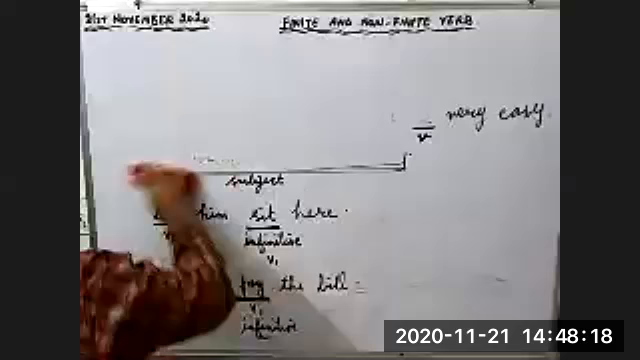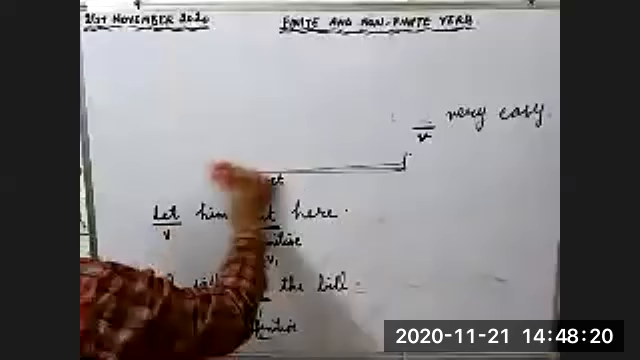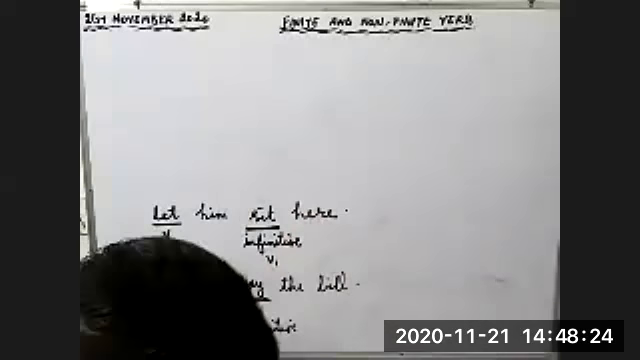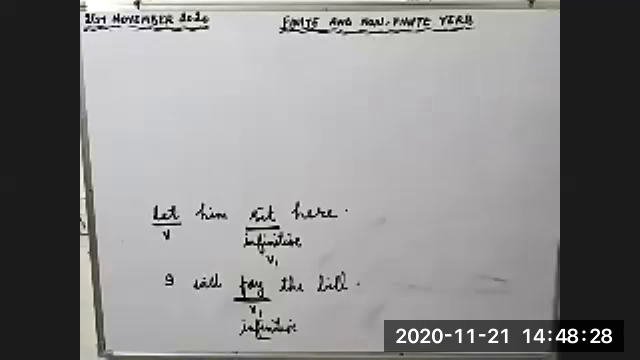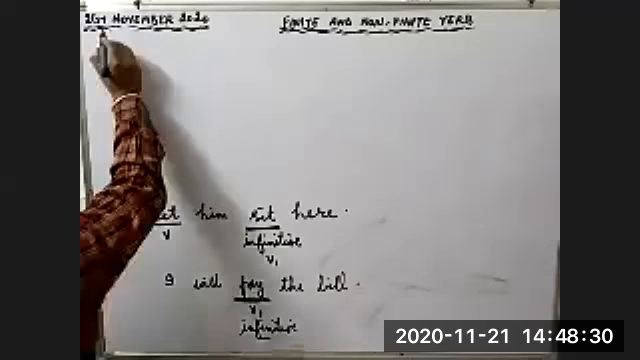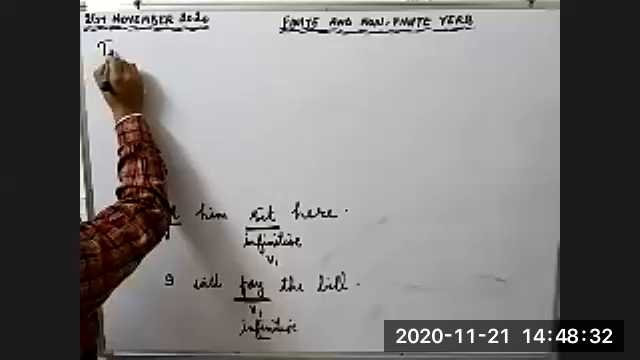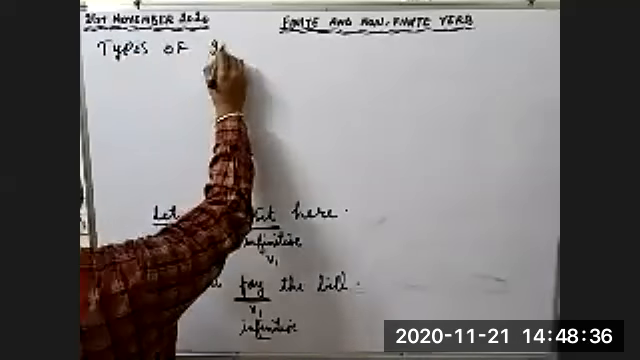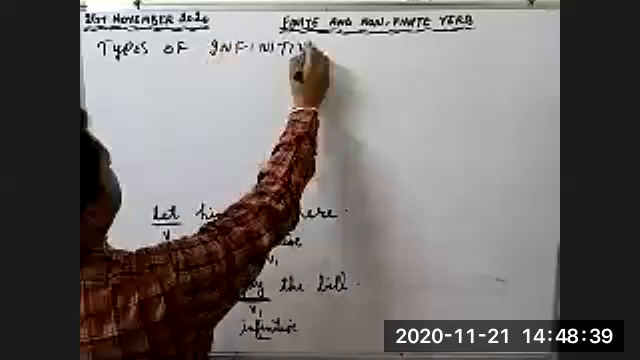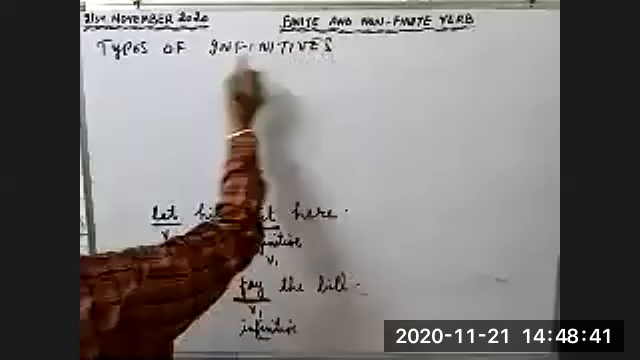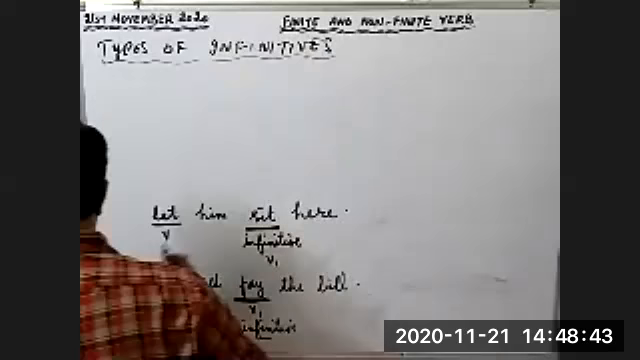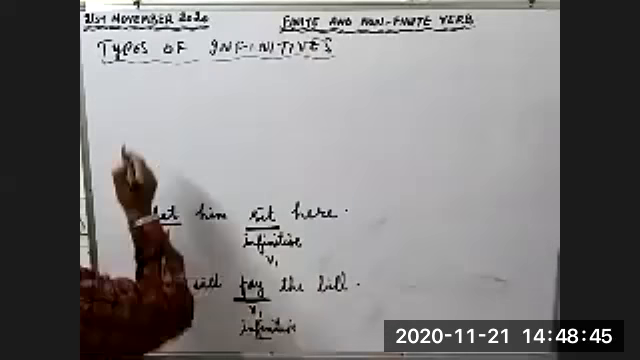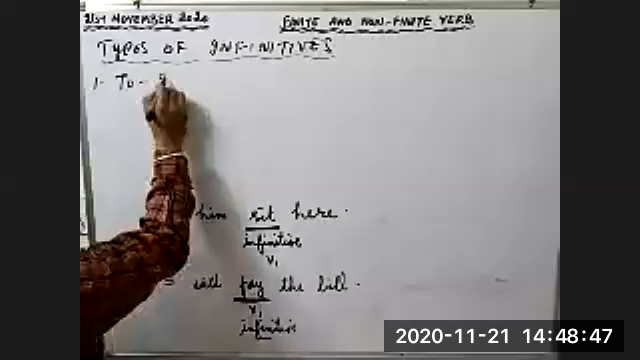Every year there is always one or two questions from this topic, finite and non-finite verbs. Now the next topic is types of infinitives. Types of infinitives. The first type is to infinitive.